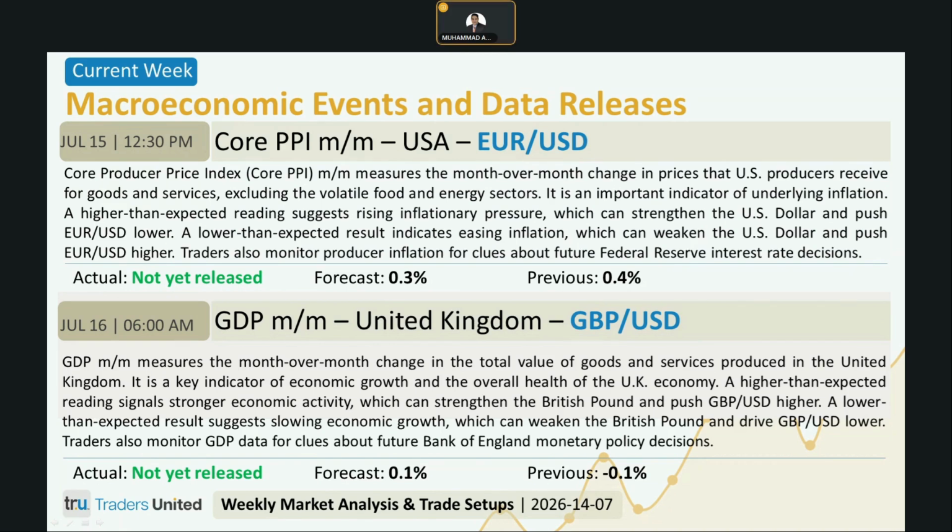Now, the market context and pre-release expectations. Well, we will get this news on July 15th, tomorrow.